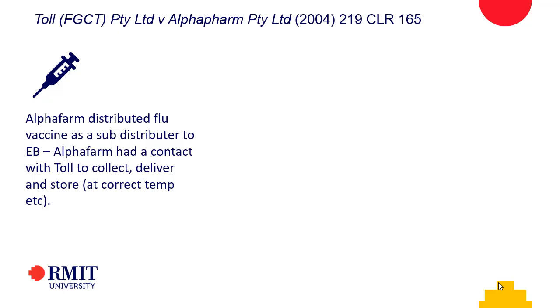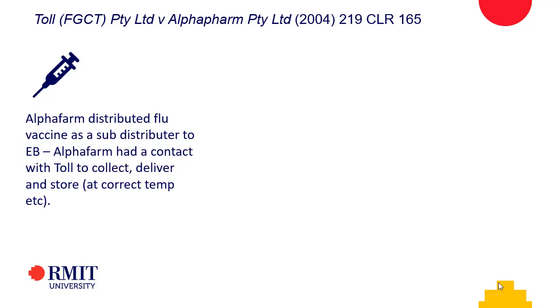So the facts of this case are not entirely straightforward or easy to get your head around, particularly given that it seems that every party who has a significant role to play in the facts is not a party to the case. So Alphapharm was the distributor of a flu vaccine. They were actually the sub-distributor to a head distributor, which was EB. So EB basically had the main contract to distribute this flu vaccine, and it appointed sub-distributors to do part of that job for it.